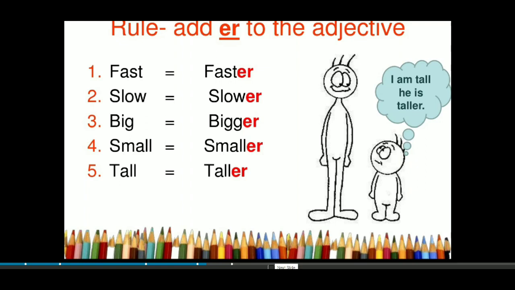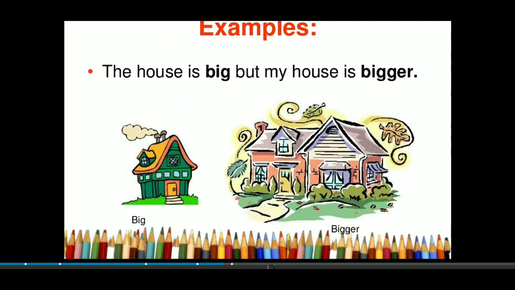That is the comparative degree, and the form is that we add er to the adjective. Then we get the comparative degree of the adjective. Fast will become faster. Slow becomes slower. Big will become bigger. This is an example.